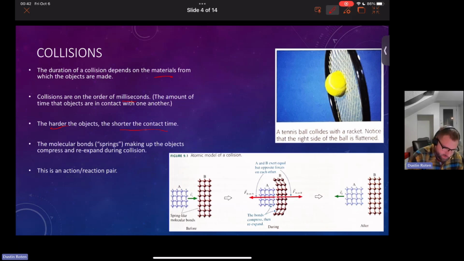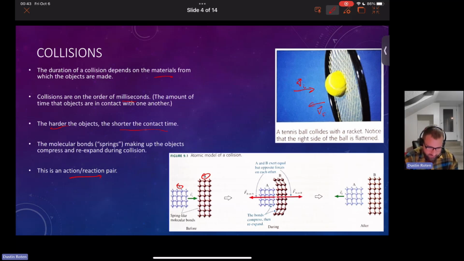So of course this will be an action-reaction pair, and you can see up here in the top right we've got this tennis ball. It obviously had an initial velocity coming in, and then it's going to bounce off this tennis racket, and its final velocity is going to be in the opposite direction. And then at an atomic level, you can see we have object A, object B, and here's their molecular structure.